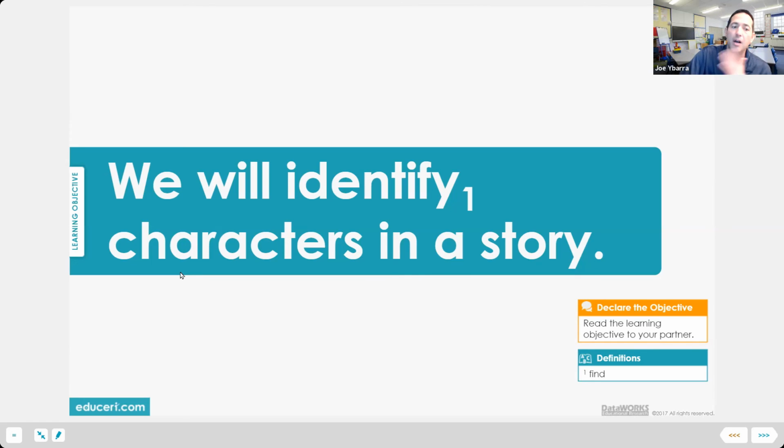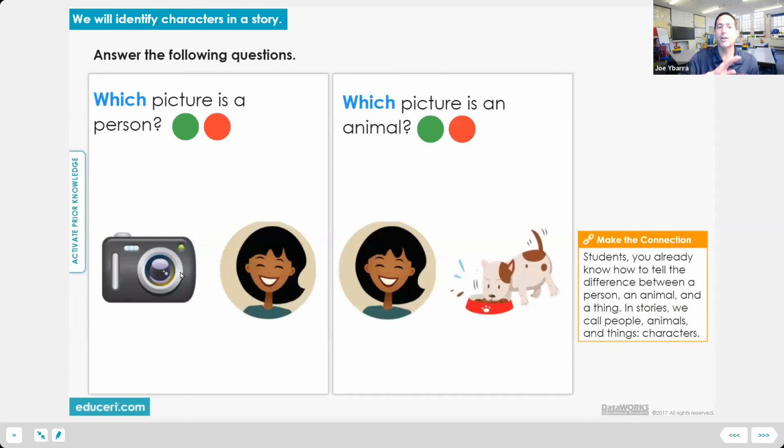All right. Saw a lot of cognitive, your students used a lot of cognitive energy to track with me, read with me, this learning objective. So now I don't track with me and read with me all of this. Answer the following questions. Which picture is a person? On your whiteboards, show me green or show me red. Is this picture a person? Or you can just show me thumbs up for yes, thumbs down for no. Go ahead and show me.